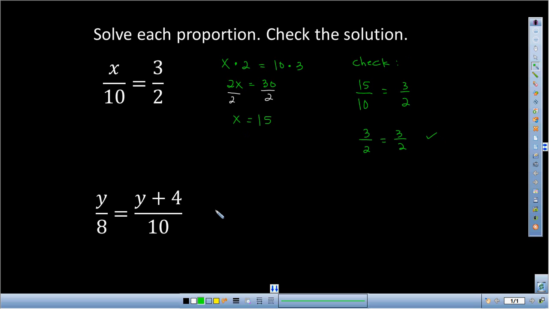Same thing on this next proportion. We're going to use cross products to find the solution for y. So our first cross product is y multiplied by 10. That will be equal to the cross product 8 multiplied by y add 4. I'm going to write the y add 4 in parentheses so we can treat that as a group. So not only are we multiplying the y by 8, we're multiplying the 4 by 8 as well. So this tells us we have 8 groups of y add 4. Y times 10 is 10y, and 8 groups of y plus 4 give us 8 multiplied by y is 8y, and 8 multiplied by 4 is 32.